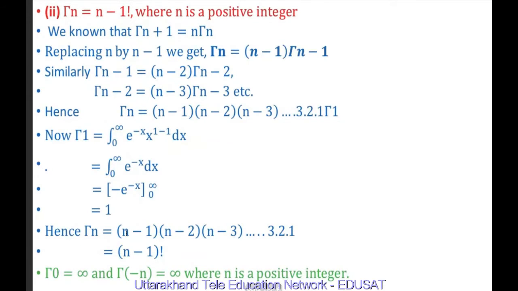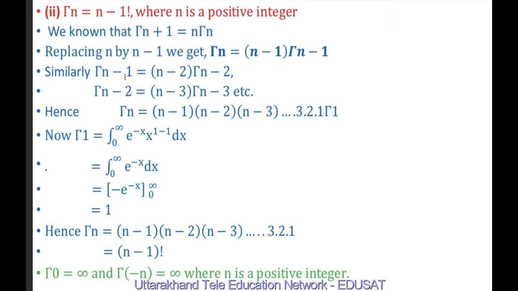So next we will show that gamma n is nothing but factorial n minus 1, where n is a positive integer. We have seen that gamma n plus 1 is equal to n gamma n. If we replace n by n minus 1 here, so n minus 1 plus 1, this side we have only n. So gamma n is equal to n minus 1 gamma n minus 1. Remember this formula because we will use it in next results and in doing questions also.